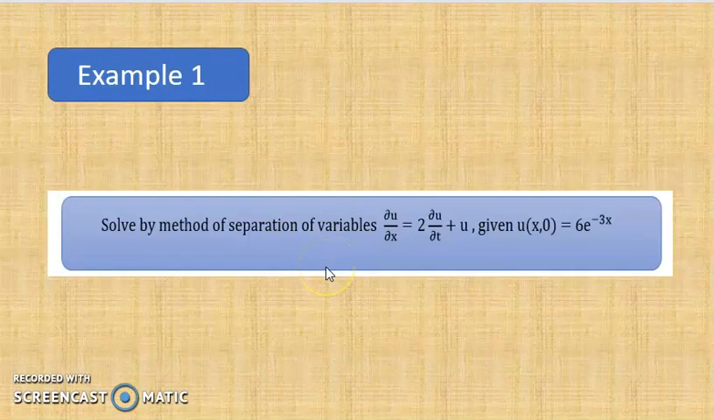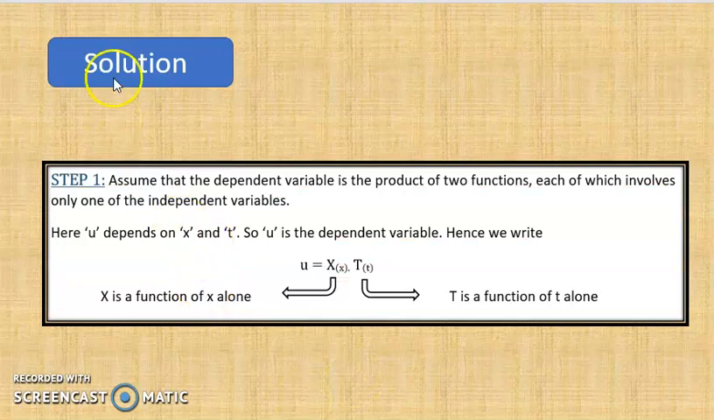Now we consider an example of method of separation of variables. Solve by method of separation of variables, dou u by dou x equal to 2 into dou u by dou t plus u. Given the condition u of x,0 equal to 6 e raised to minus 3x. Now we consider the solution of this PDE.